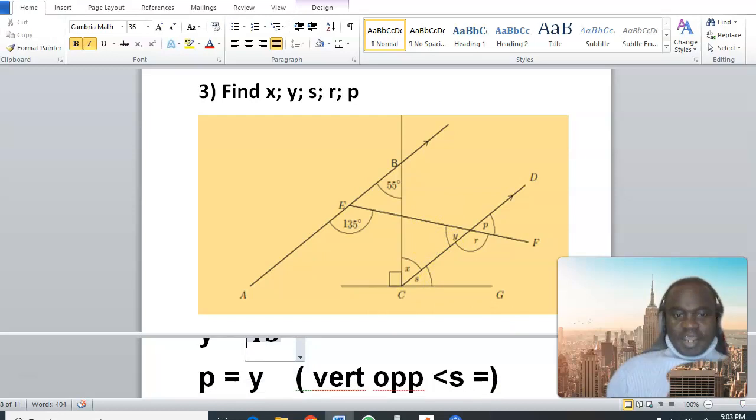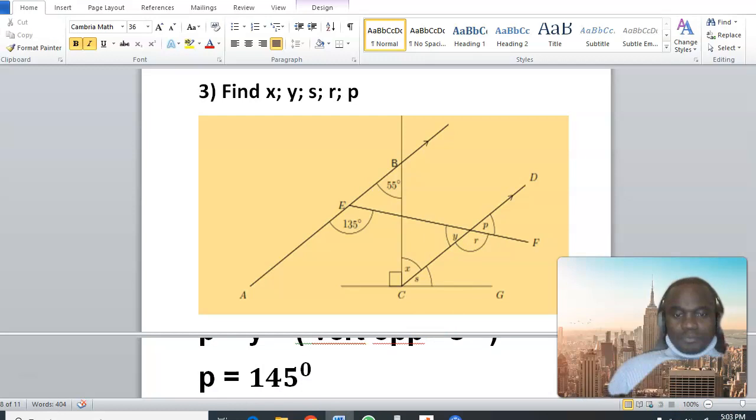Then we can find p. P is equal to y. Vertical opposite angles are equal. So p is also going to be equal to 45.